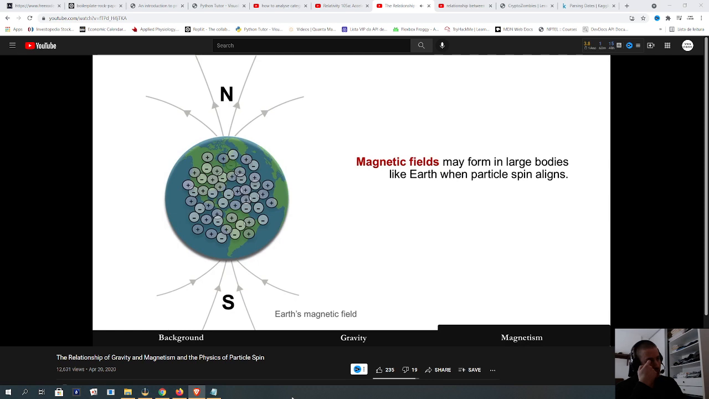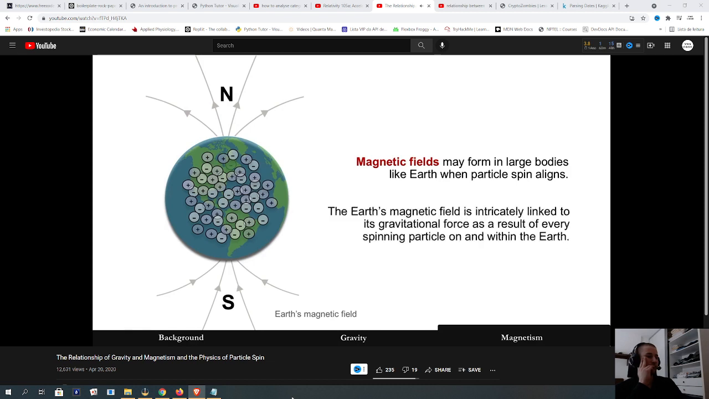And magnetic fields may form in large bodies, like the Earth, when particles spin aligned. That was shown earlier. The iron core creates the magnetic field. But it's the electric fields. What comes into each and every one of these particles is conservation of energy causing them to spin that links gravity to magnetism. And you can even see it at a macro level here. We saw it at the particle level, but you can see at a macro level here that even Earth's magnetic field is intricately linked to its gravitational force. And it's because of every spinning particle on and within the Earth.